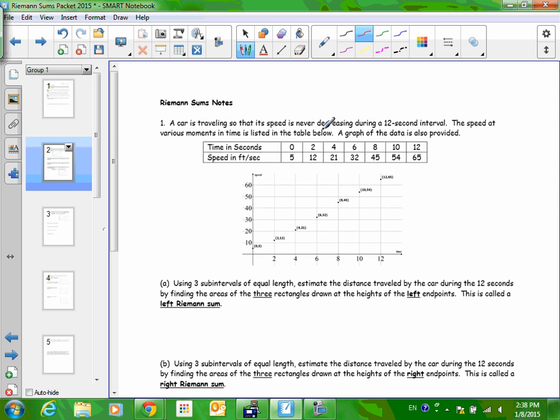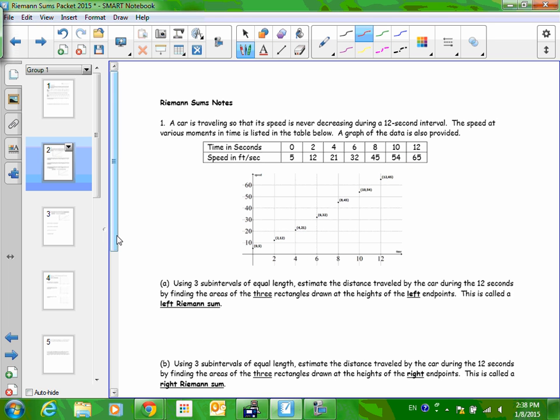So a car is traveling so that speed is never decreasing. The idea here is that there's not really weird things going on. It's just consistently increasing the whole time. And so over this 12-second interval, this is similar to the gorilla problem. It's just a car driving on the road. We're given a table of data. You're given a graph. I know these numbers are really tiny, but guess what? They're the same numbers that are in your table. So if you can't read the numbers on the graph, just look at the table.